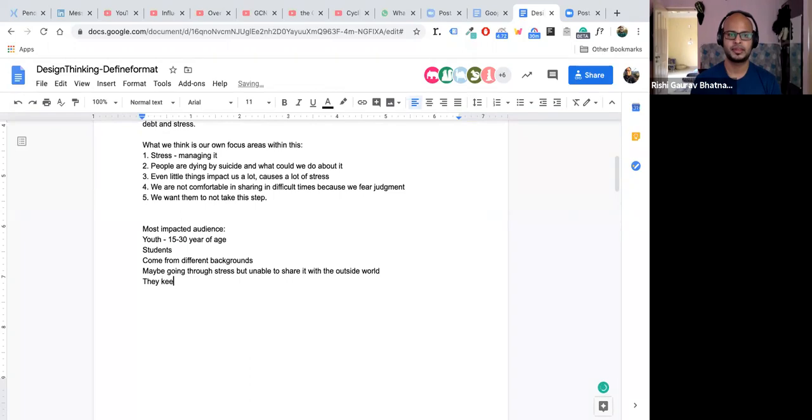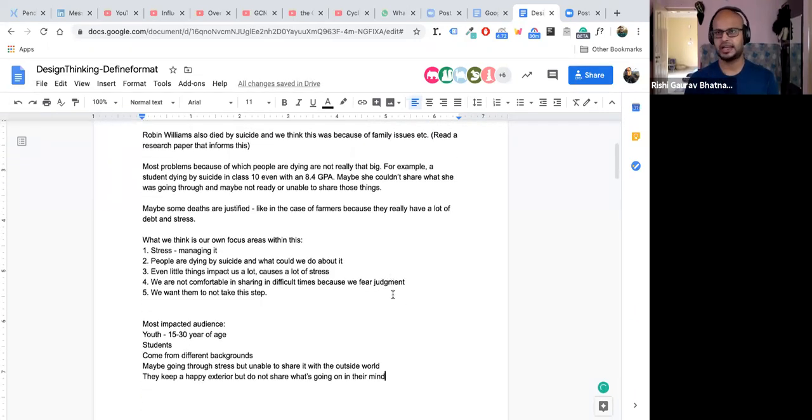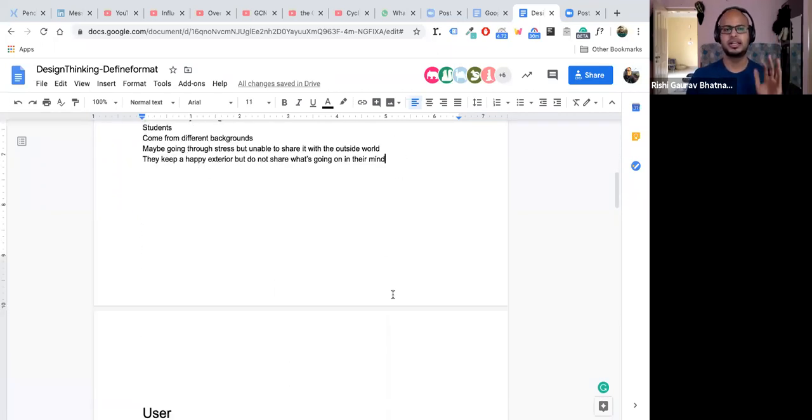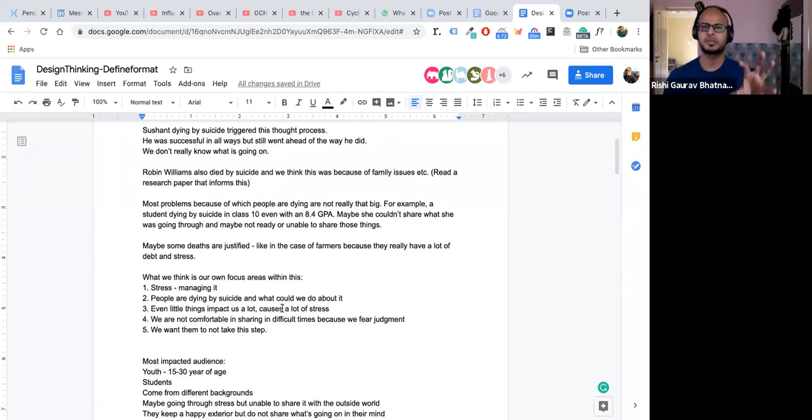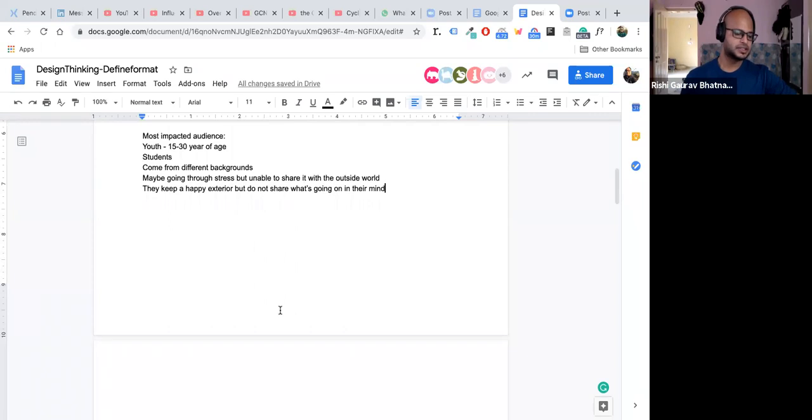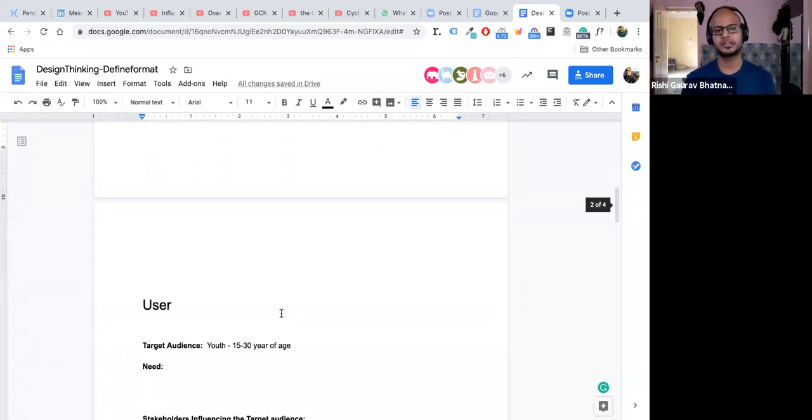They keep a happy exterior, but do not share what's going on in their mind. I will continue to add all of those elements in the problem hypothesis. This is freehand. I will write down as much detail as I want. Ideally, I would also write some of the elements of the rest of the things there so that I have something in place. And then I will start focusing here. But in the interest of time, I'll just take 5 more minutes and go a little bit deeper into the user. All right, so my user is somebody in 15 to 30 years of age.